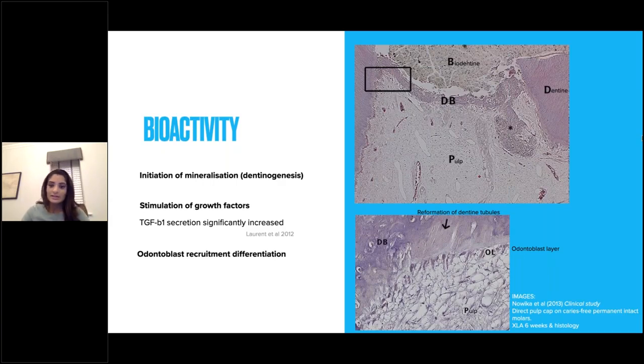It's been shown to stimulate growth factors from the pulp. So transforming growth factor beta has been released, and what this does is it actually causes stem cells in the pulp to differentiate into odontoblasts, and they're recruited towards the dentine bridge to form a better dentine bridge. So there's quite a significant difference between tricalcium silicate cements and calcium hydroxide.